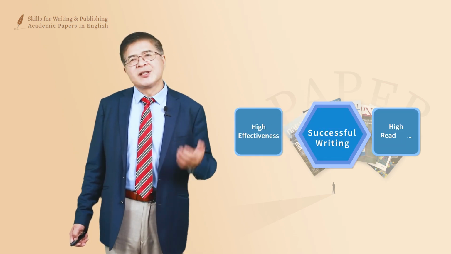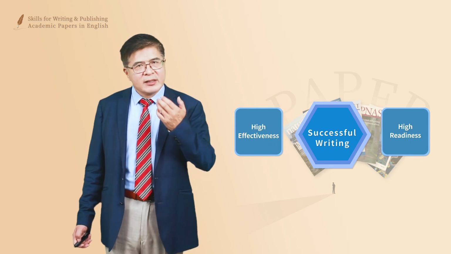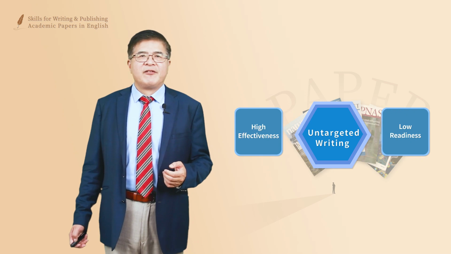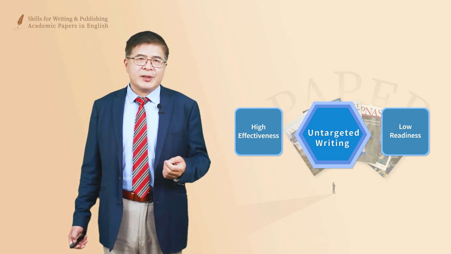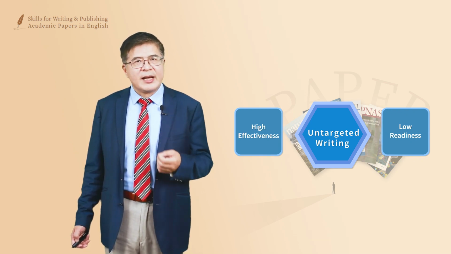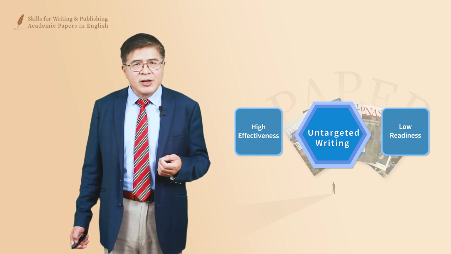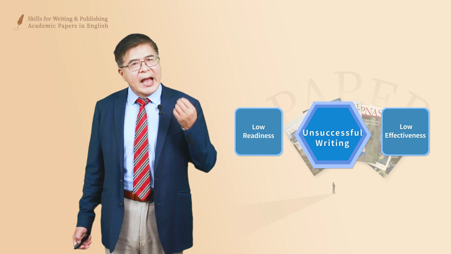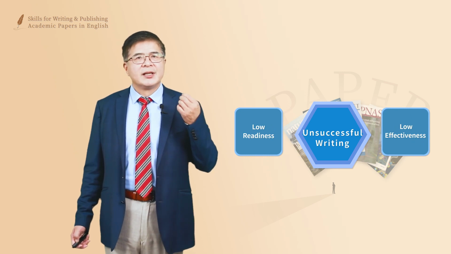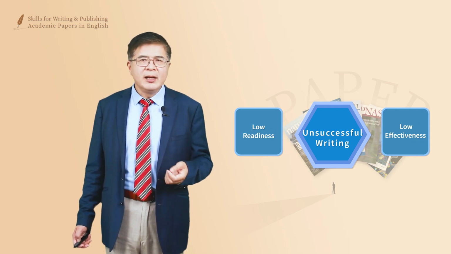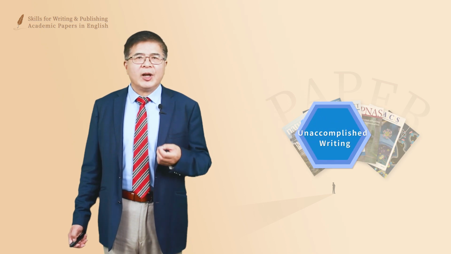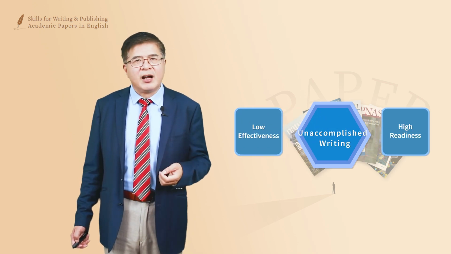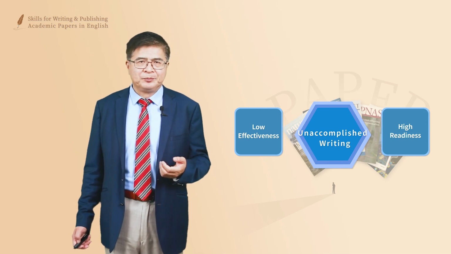High effectiveness, high readiness, that's the successful writing. High effectiveness, low readiness, that's the untargeted writing. Low readiness and low effectiveness, that's the unsuccessful writing. And low effectiveness, high readiness, that's the unaccomplished writing.